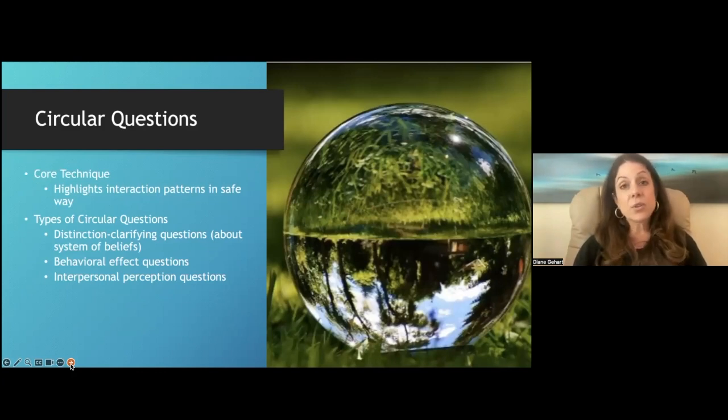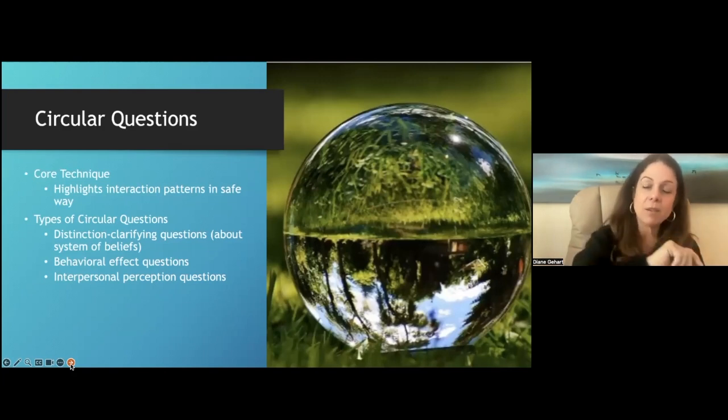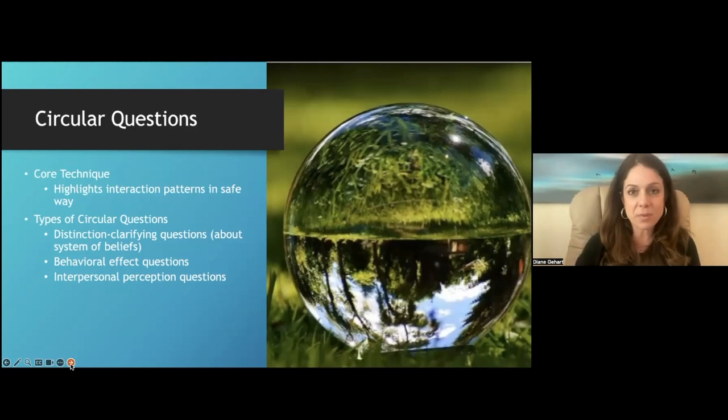So circular questions are certainly a core technique where you're making distinctions and clarifying, and this could be about systems of beliefs, or what's going on for you, like on the plane. I couldn't make sense of why their behavior was so bizarre on a plane, right? So asking these distinctions, because I noticed it was only on the planes they behave this way. We get the clarifying questions, I get more information, it helps me see things.